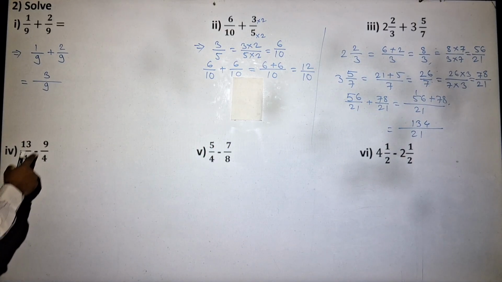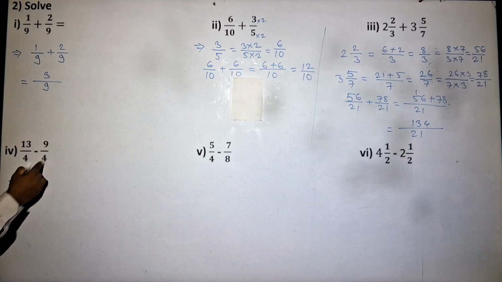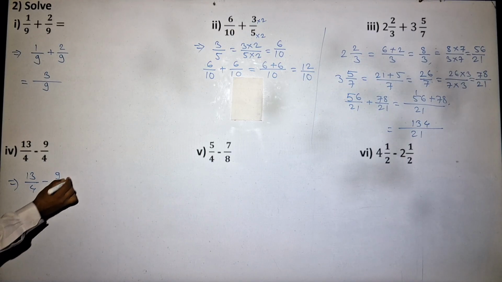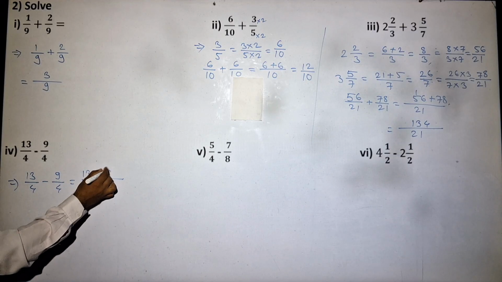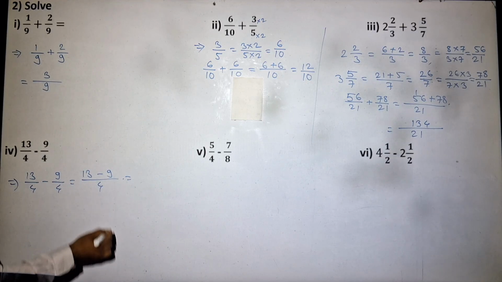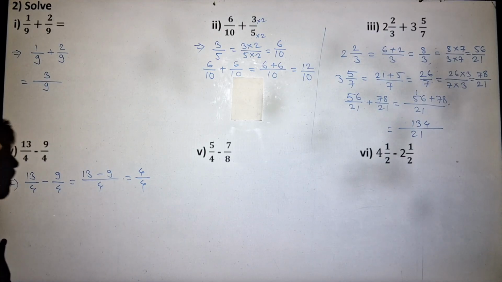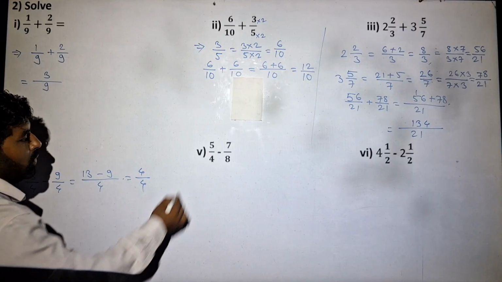Next one: 13 by 4 minus 9 by 4. We subtract 9 by 4 from 13 by 4. Here the denominators 4 and 4 are the same, that means these are like fractions. Hence we directly subtract the numerators. 13 minus 9 is 4, and the denominator is also 4. We cancel out 4 and 4. Our answer is 1.